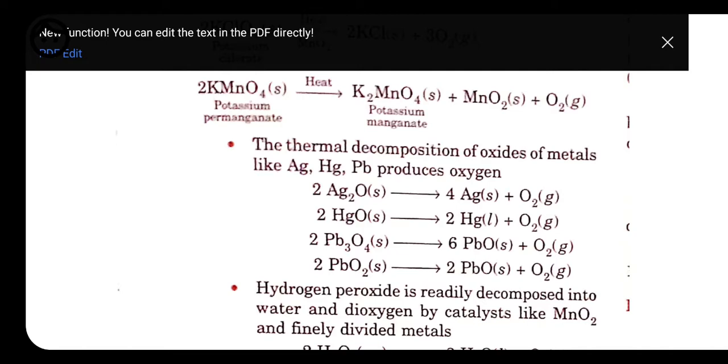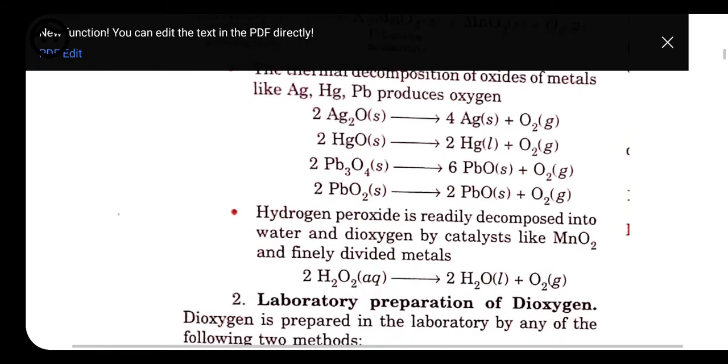So Ag2O, that is silver oxide, releases silver plus oxygen. Mercury oxide gives mercury plus oxygen. Then lead oxide will give lead plus oxygen. And again we have lead dioxide, which on decomposition will give rise to lead oxide plus oxygen. So these are the very common methods for the preparation of oxygen.